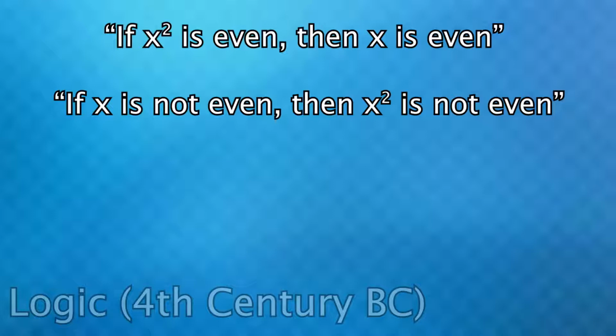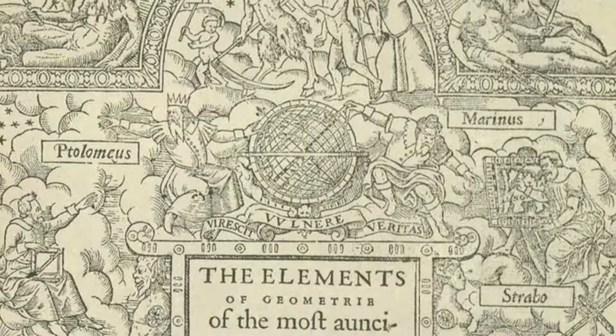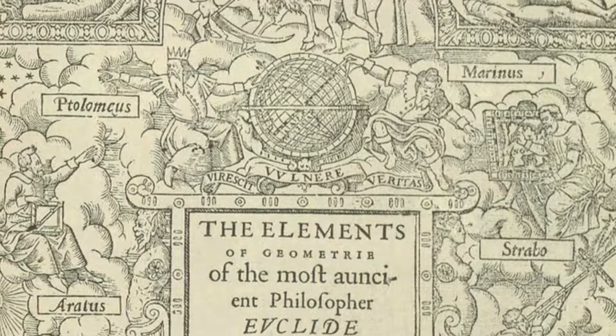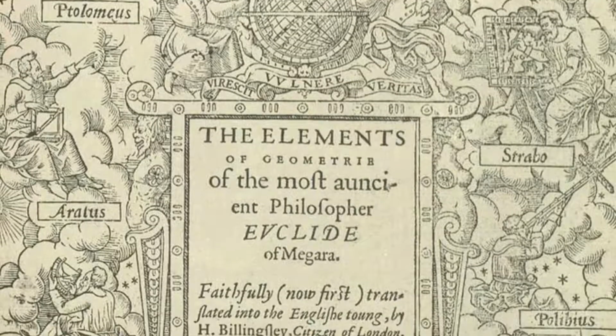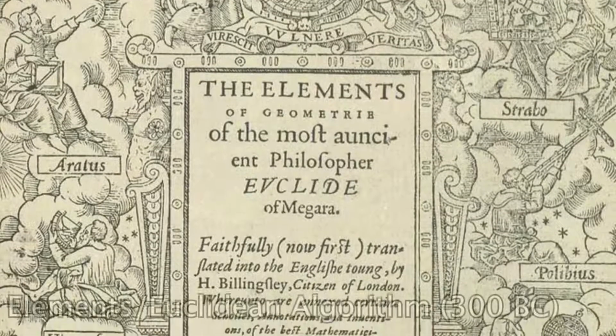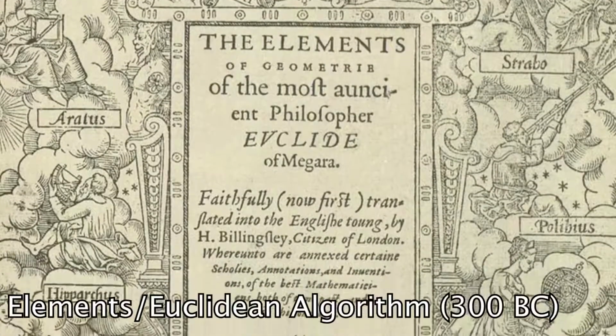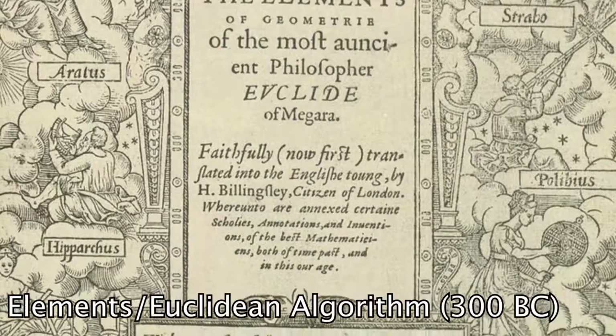Then a little later, just over 2,000 years ago, the mathematician Euclid published a series of 13 books known as Elements, which many regard as the most influential textbook of all time. While there's a lot discussed in these books, one important concept is the Euclidean algorithm or Euclid's algorithm, one of the first mathematical algorithms ever discovered.